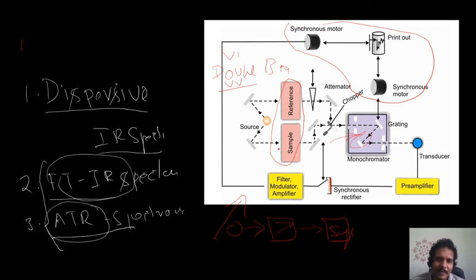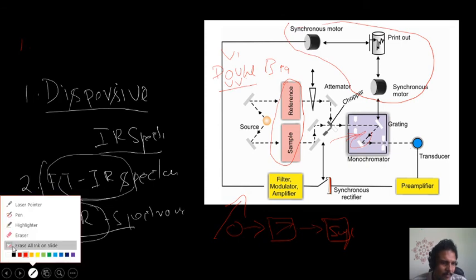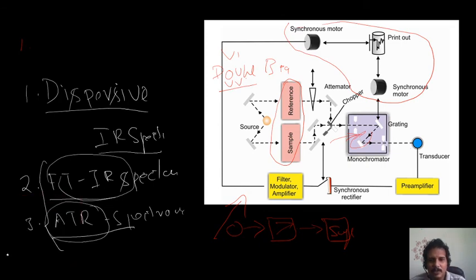The sample comes in between your source and monochromator. In your UV visible you add the source, you add the wavelength selector, that is your monochromator, then you add your sample. In your IR your sample comes in between your source and monochromatic radiation.